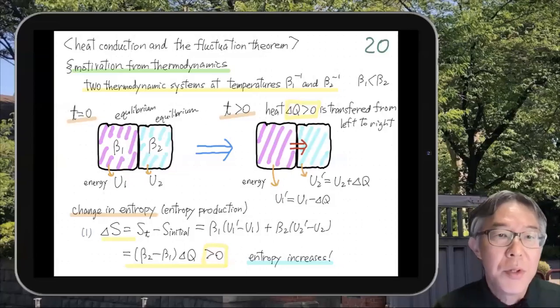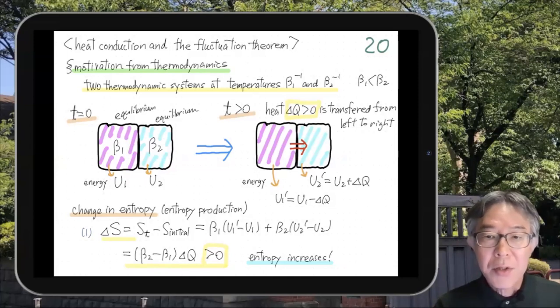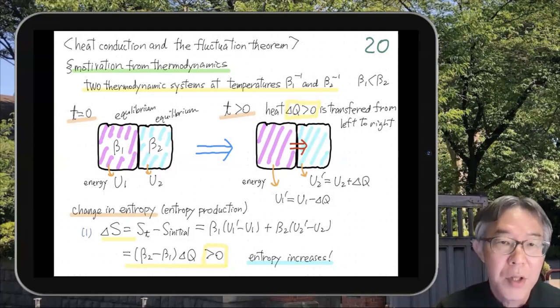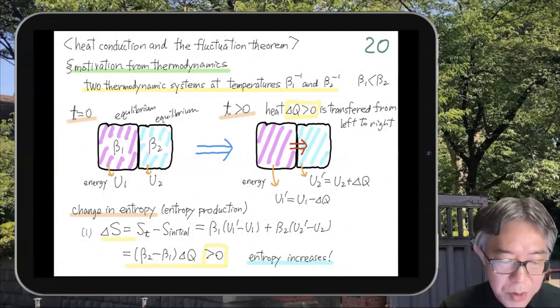All right, so we shall move on to heat conduction and the fluctuation theorem. I told you that the Jarzynski equality can be justified in various settings, and similarly, the fluctuation theorem can be justified in many, many different situations. And this particular situation is one of the simplest, or actually, it's almost trivial.